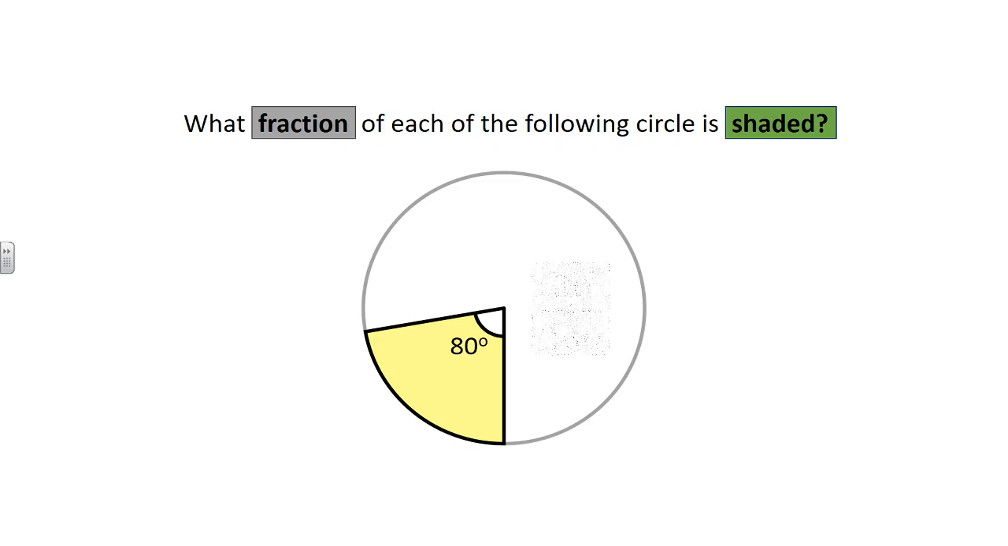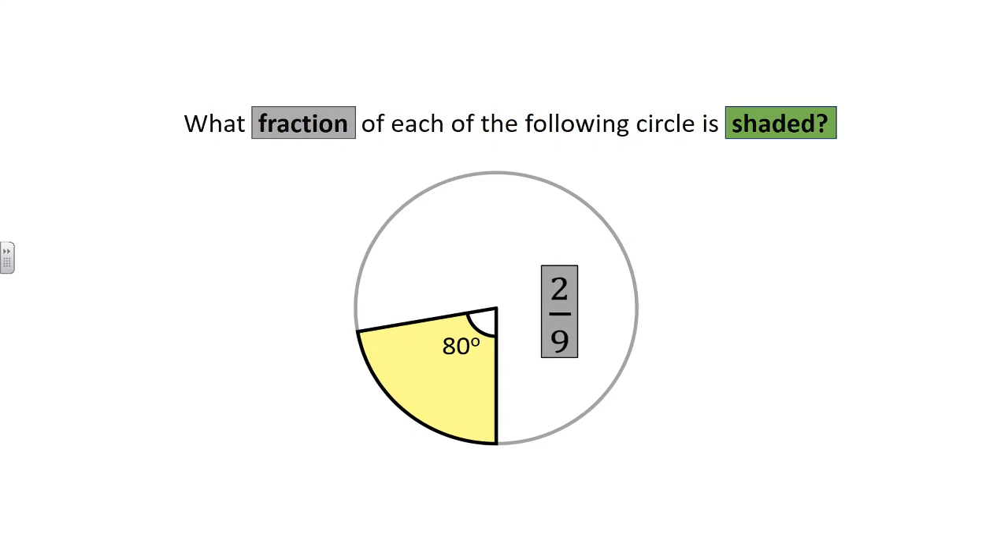Okay, so we should have 80 over 360, and they're both divisible by 40. So we should get 2 over 9. Remember, you can do it in parts, so you can divide by 10 and then divide by 4. Right, we're going to use this one then.